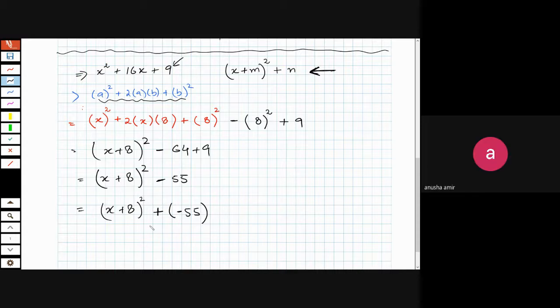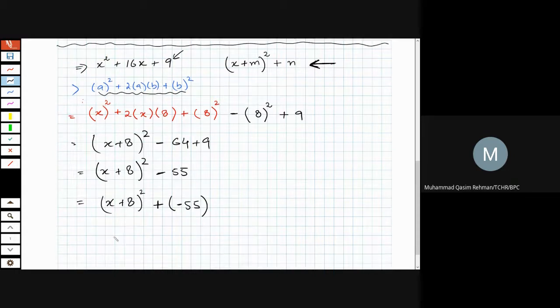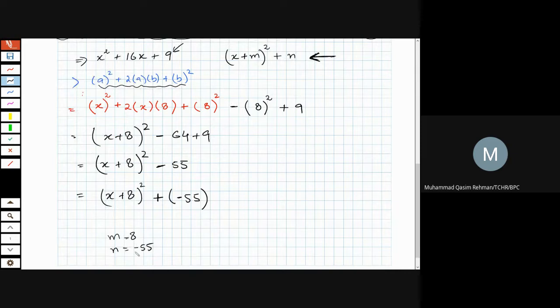No, sir. It is still minus. So I have actually transformed it. I haven't changed anything. So, examiner, now the format is achieved. Now, if the examiner asks you what is the value of m, m here is 8 and n here is negative 55. Got it? I'll let you copy this down in your notebooks, then I'm going to give you a question for you to do.